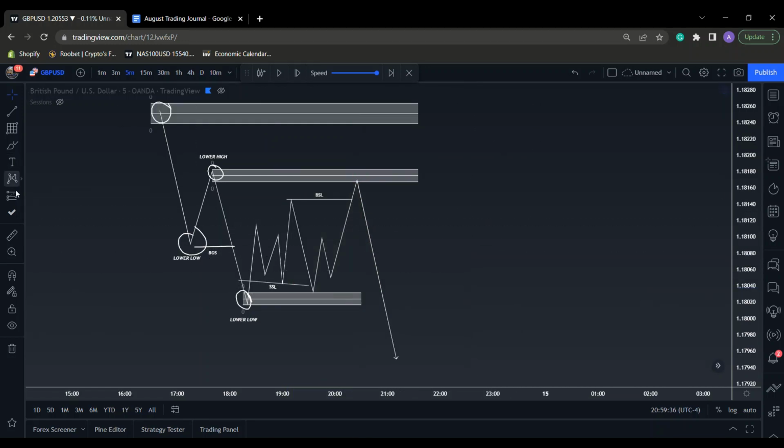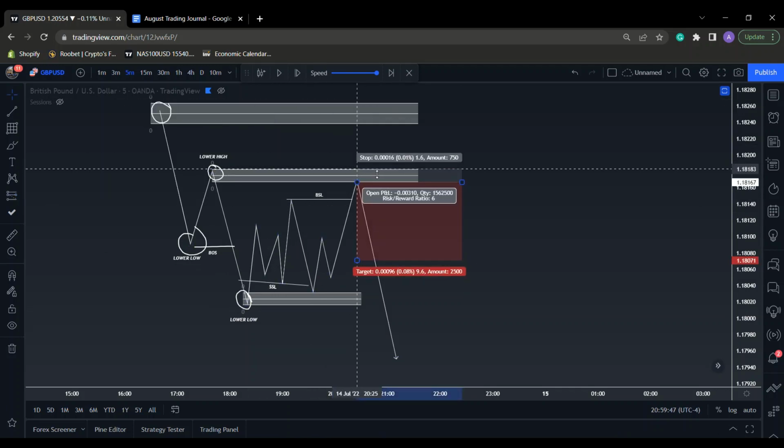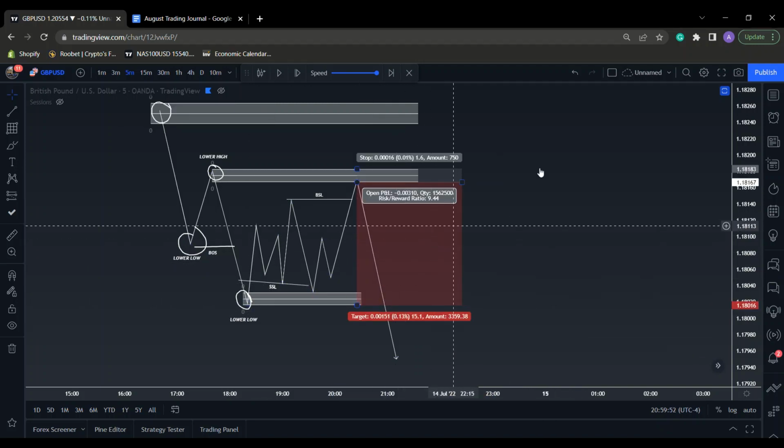Now for the downside, once again, price comes up, takes out all of this buy side liquidity, target the supply zone, and then you target the swing low. And boom.